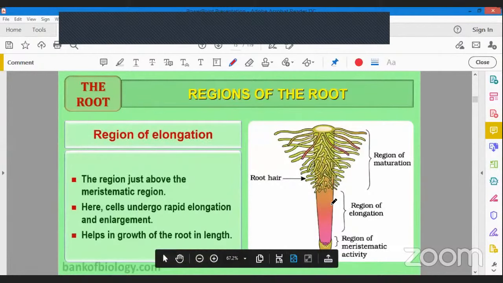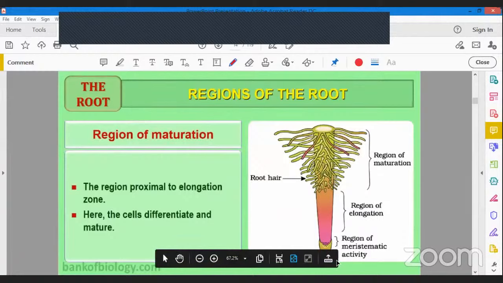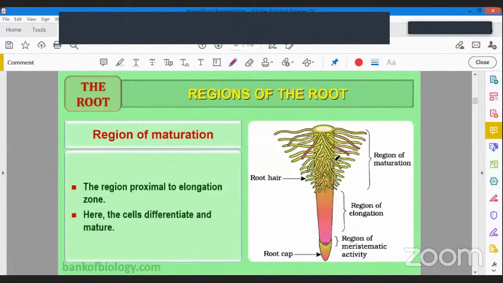Even here they are meristematic cells only, but they are just growing. Okay, the last one. The region proximal to the elongation zone. What does it mean? Proximal means very close to the elongation zone. Here the cells differentiate and mature. They'll form different other types of cells. Which are the other types of cells? Xylem, phloem, parenchyma, and all that. The meristematic cells will differentiate into other types of cells. Take down, students.